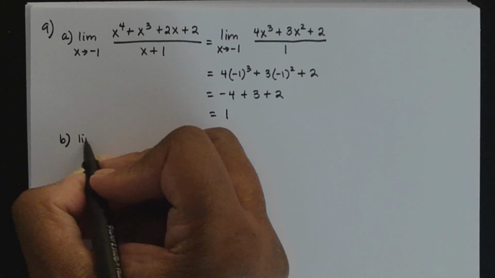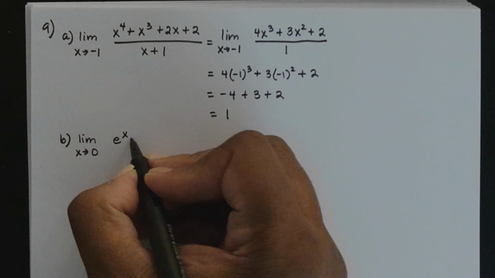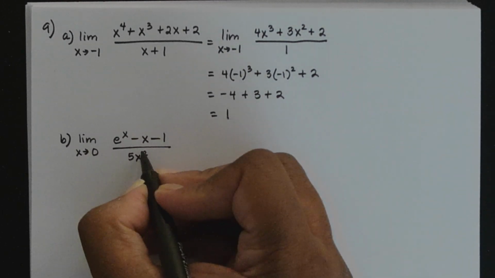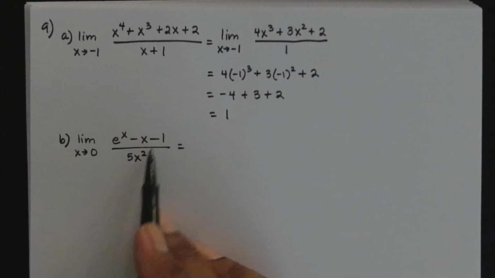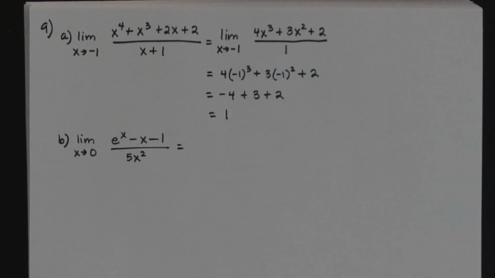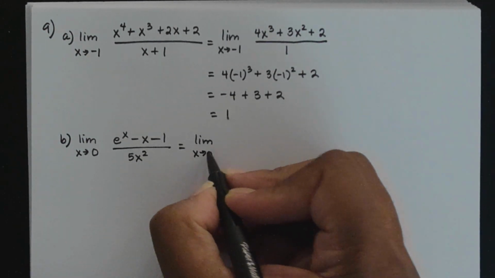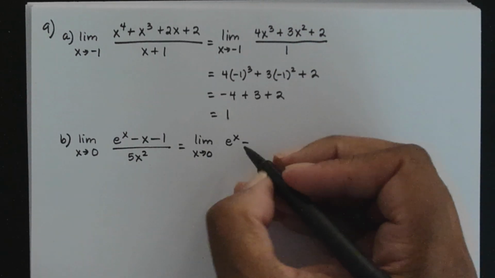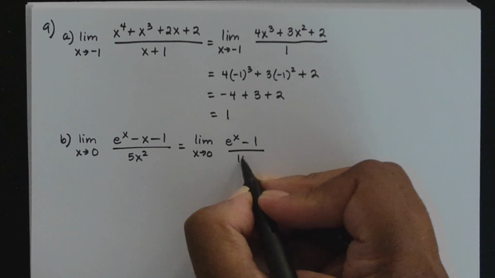Okay, part B is going to be the limit as x approaches 0 of e to the x minus 1 divided by 5x squared. Well, in the numerator, I will get 0. The denominator, I'll get 0, so I have the indeterminate form, 0 over 0. Okay, so let's go ahead and take the derivative of the numerator and the derivative of the denominator. Well, the derivative of e to the x will be e to the x, minus the derivative of 1, which is 0, divided by the derivative of 5x squared, 10x.